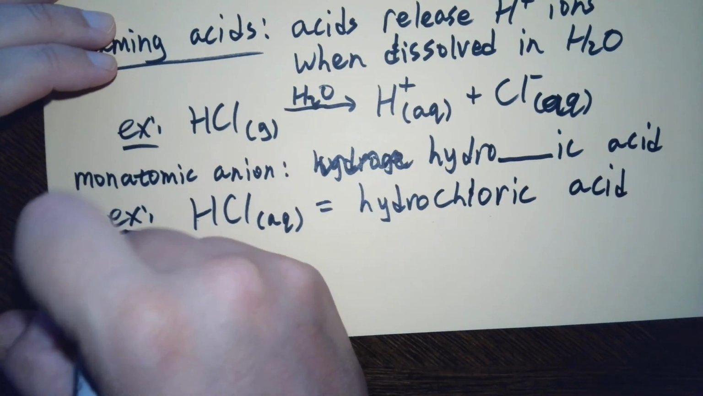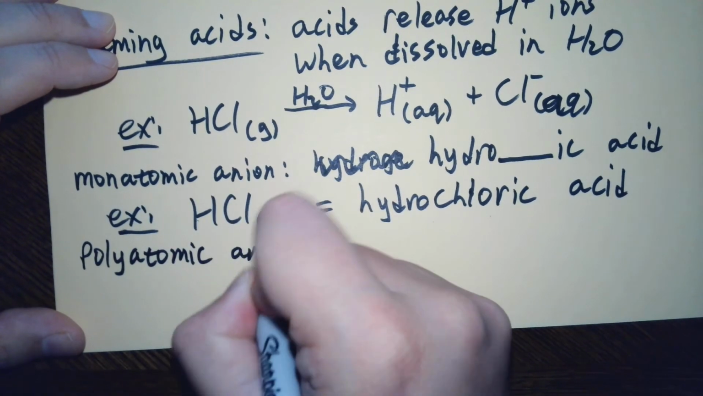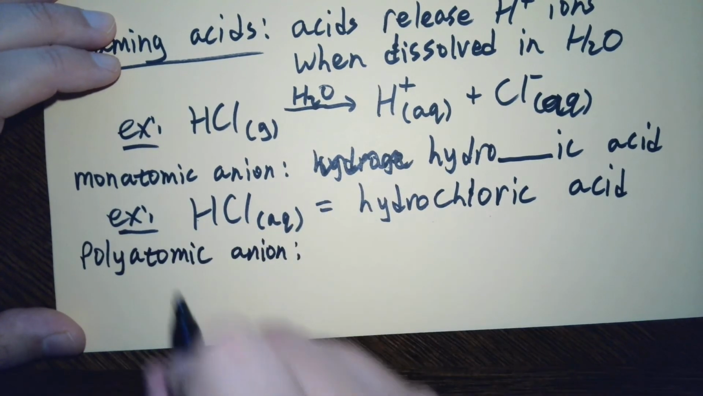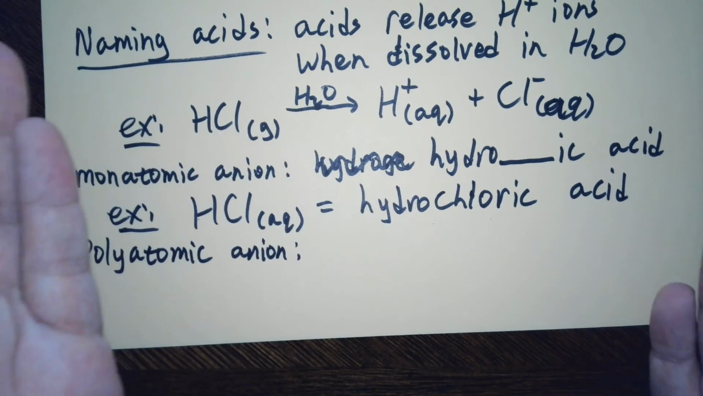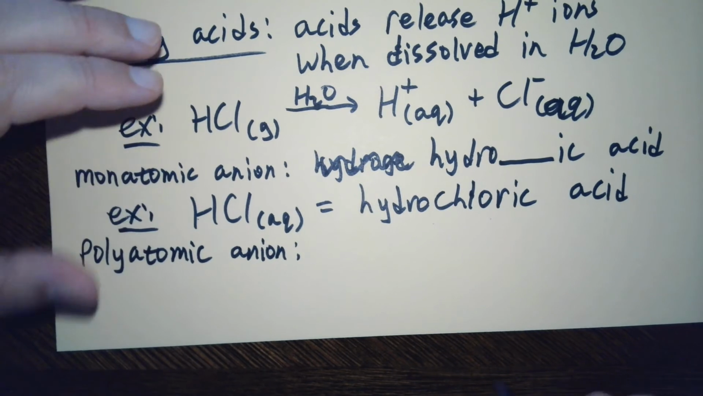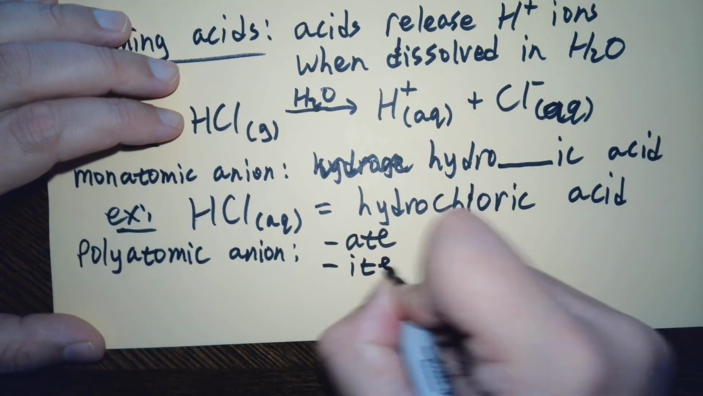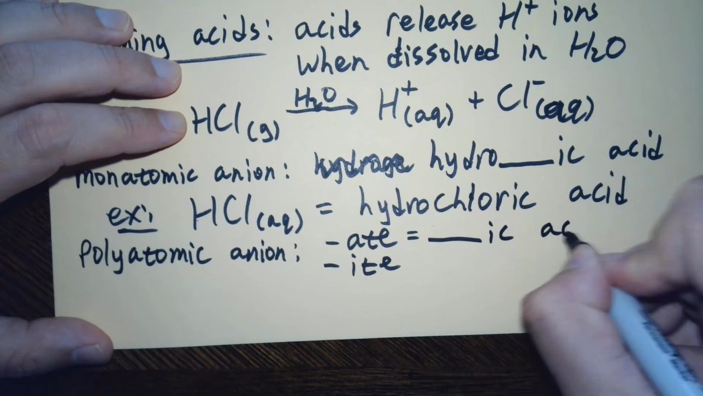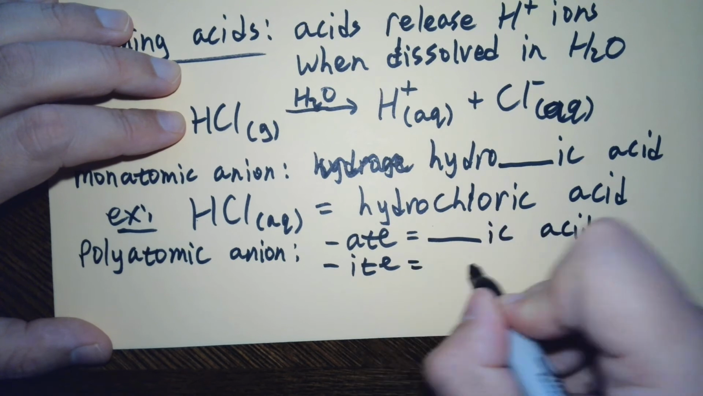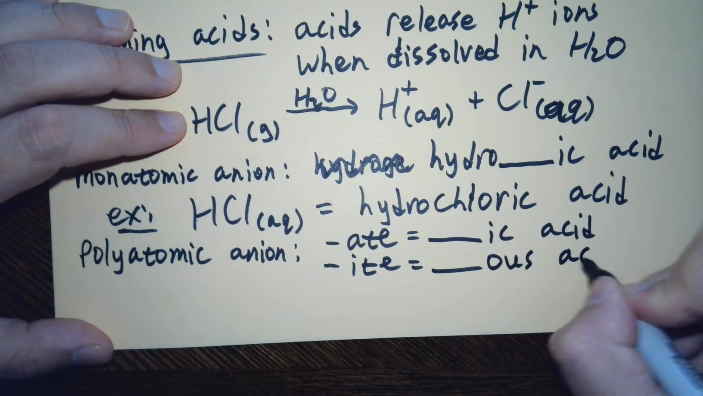Alright. If we have a polyatomic anion, so something that's like a polyatomic ion that's left over after the H pluses pop off, then it depends if it ends in ate or it depends if it ends in ite. Ate is going to equal blank ic acid, so no hydro. Ite is going to be blank ous acid.